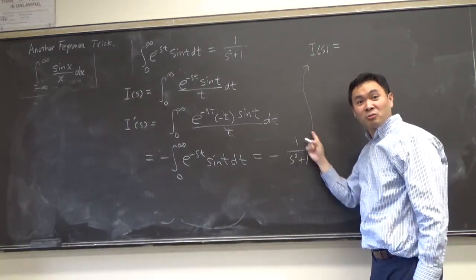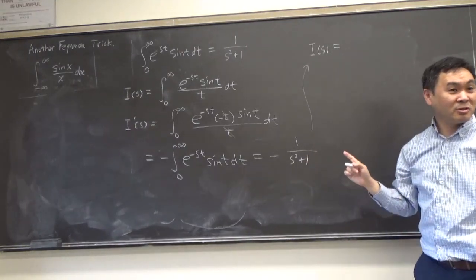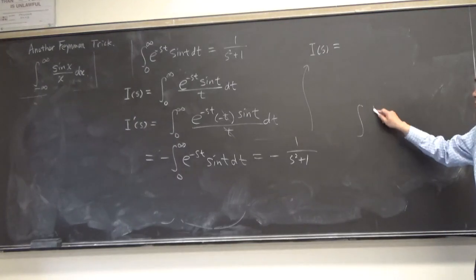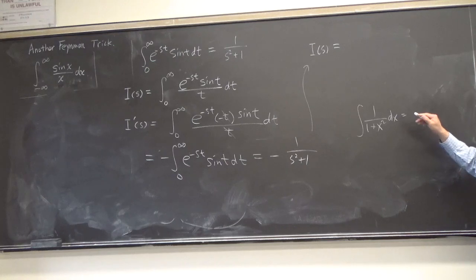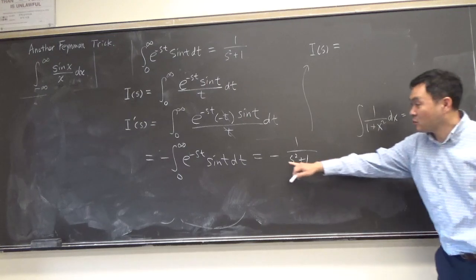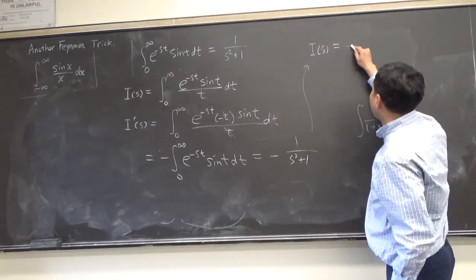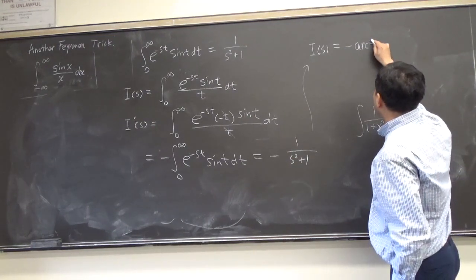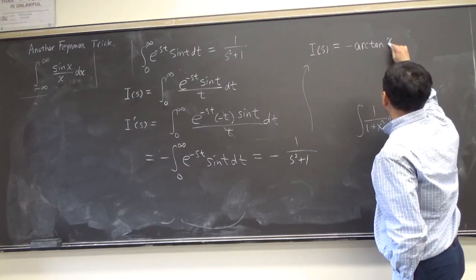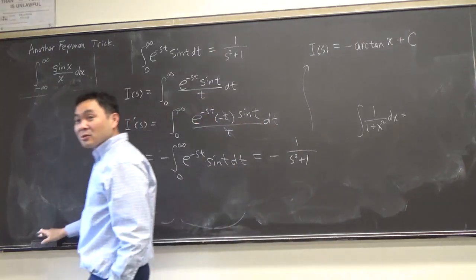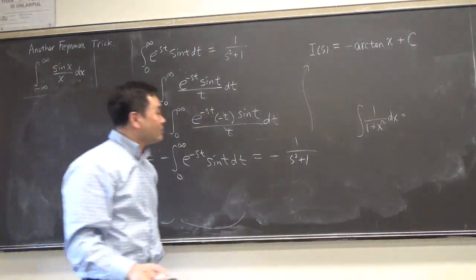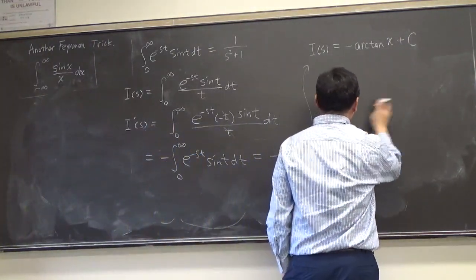What's the antiderivative of 1 over s squared plus 1? Do you remember the integral of 1 over 1 plus x squared? Yes, that's the arctan one. Because there's a minus, it will be negative arctan of s plus some constant c, which we have to figure out.